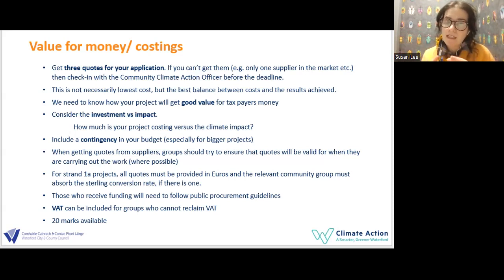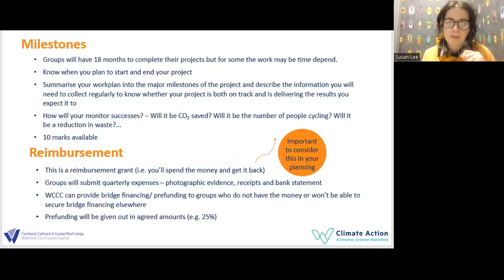You can include VAT in your project cost if your group cannot reclaim VAT. If you can reclaim VAT, your cost should be exclusive of VAT. And I just want to point out one thing for the Strand 1A projects: all your quotes must be provided in euros. And if there are any sterling conversion rate differences when you're actually carrying out the works, the group is going to have to take on those differences.